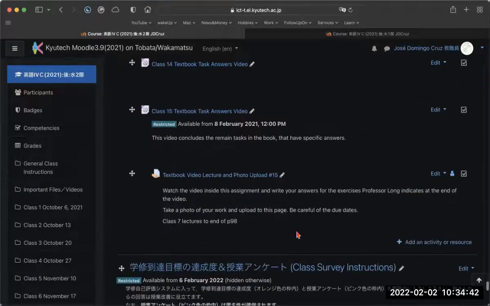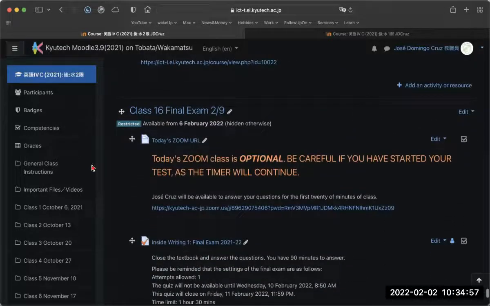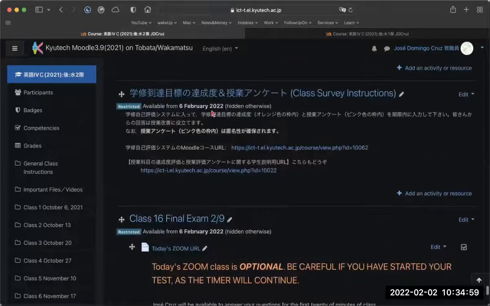This week's homework, don't forget to do, okay, that's the number 15 homework, and the answers for that will be available on the day before the test. So that will be February 8th. You can come and check these task answers on February 8th, and then on February 9th, okay, we will have the test.